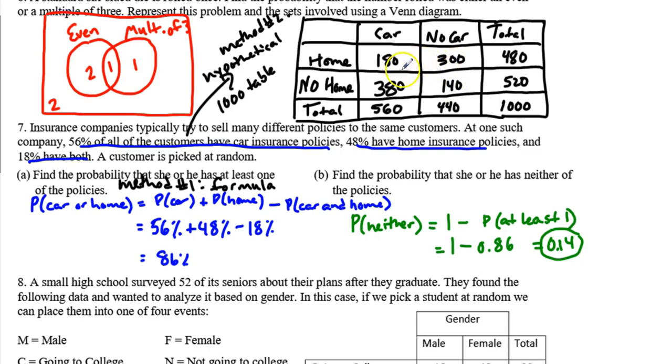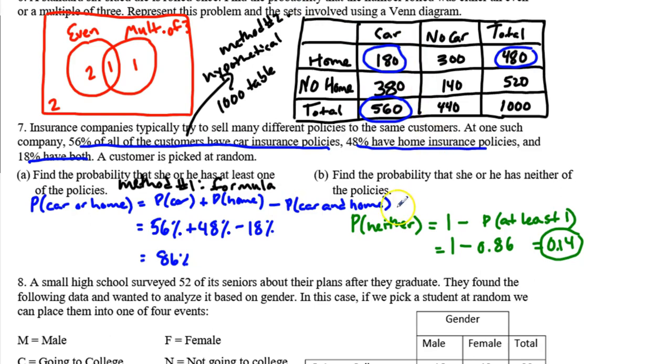Okay? So this nifty little table is going to allow us to conceptualize the answers to these problems. So now it says, okay, I want at least one of the policies. So it would mean we'd count all the car plus all the home. But then I'd have to take away the overlap. So the 560 plus 480 minus 180, that's essentially what we're doing right here. 56% plus 48% minus 18%. But I like the visual here.